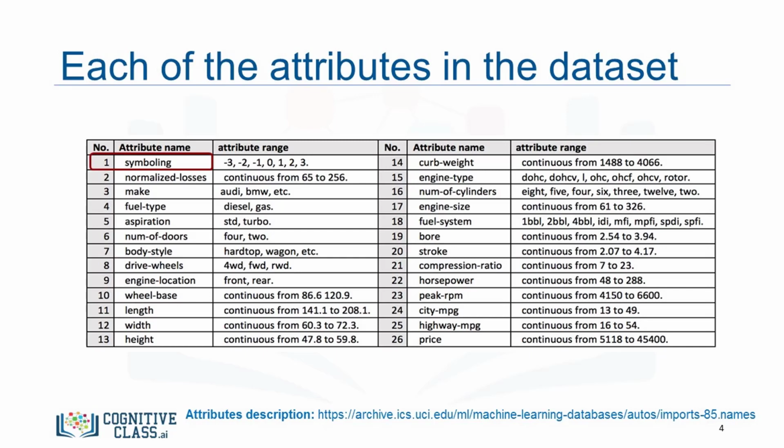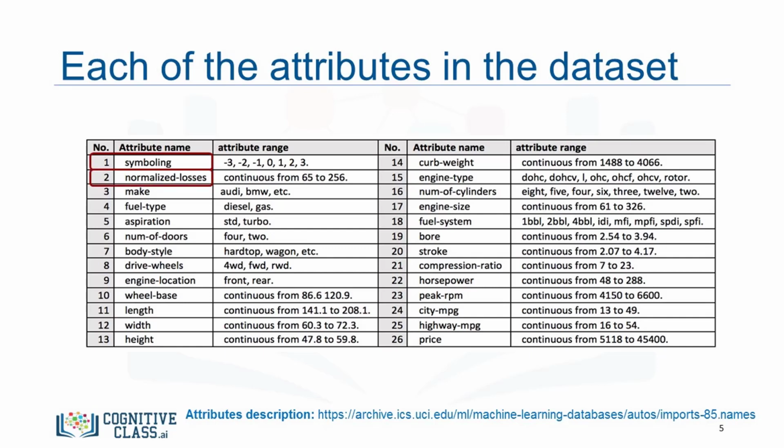The first attribute, symboling, corresponds to the insurance risk level of a car. Cars are initially assigned a risk factor symbol associated with their price. Then, if an automobile is more risky, this symbol is adjusted by moving it up the scale. A value of +3 indicates that the auto is risky, -3, that it's probably pretty safe.